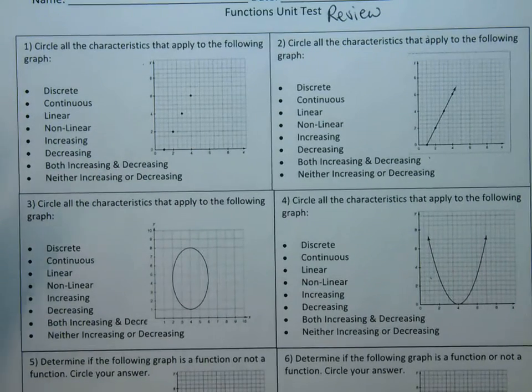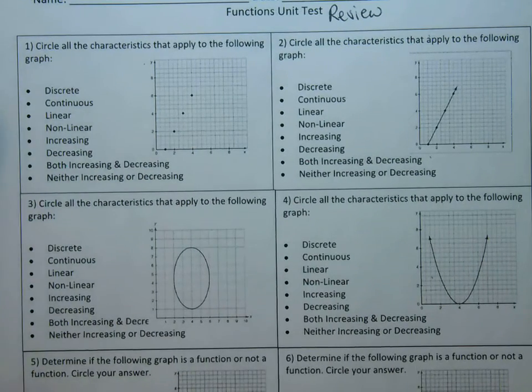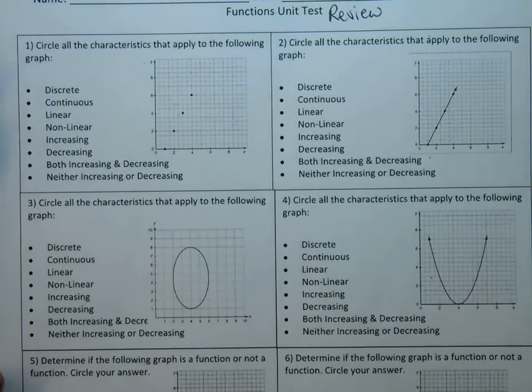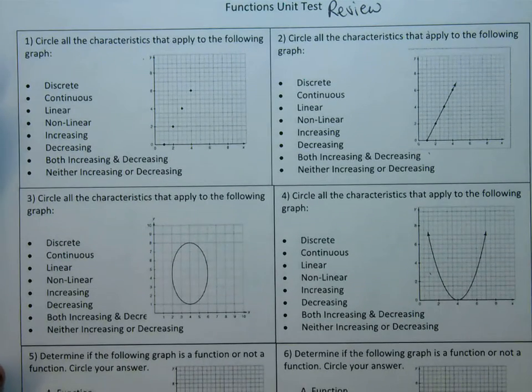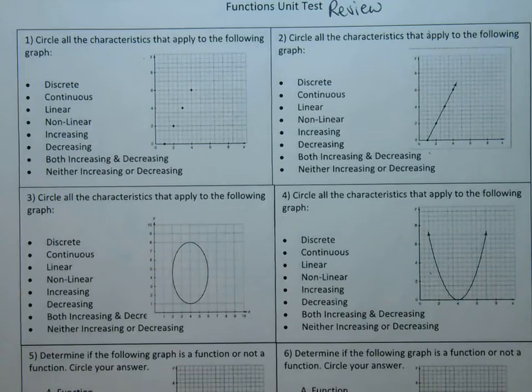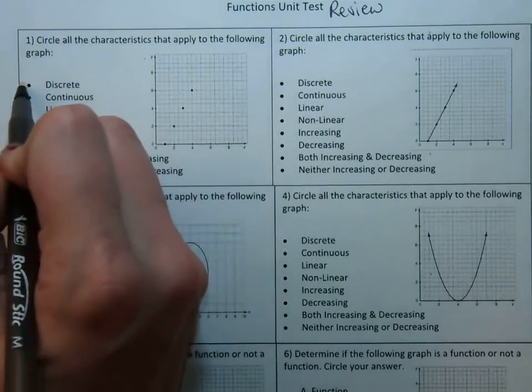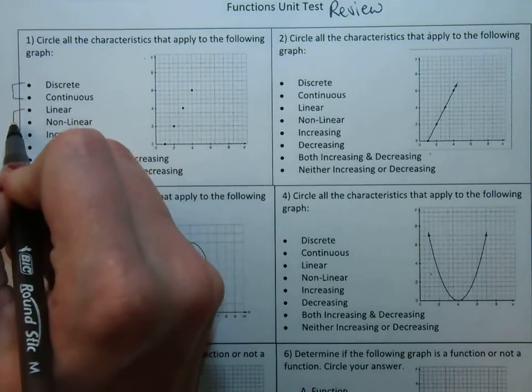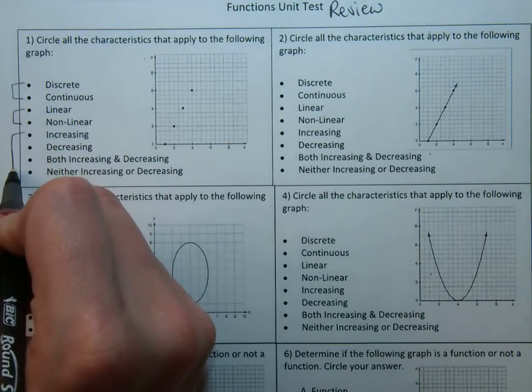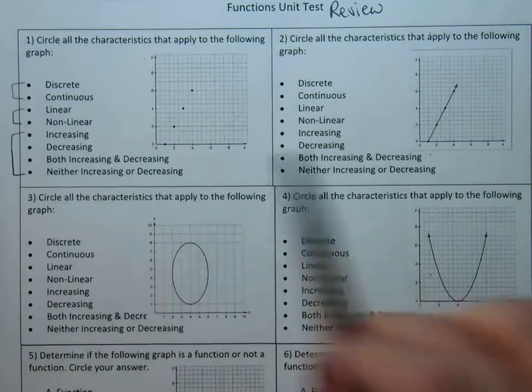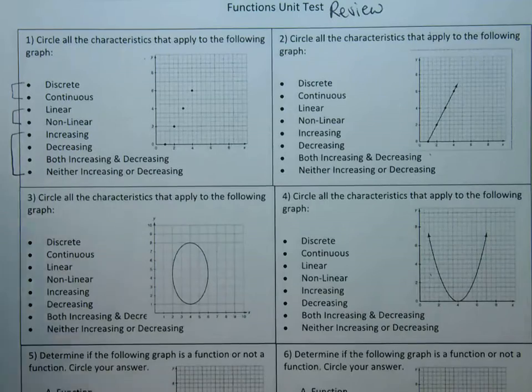Alright, today we're going to go over your functions unit test review so you can study and check your answers. So looking at the first four questions, we're going to look at the characteristic of each graph. Remember, you can choose between discrete and continuous, linear and nonlinear, increasing, decreasing, both, and neither. For each of these four questions, you're going to have three characteristics for each graph.